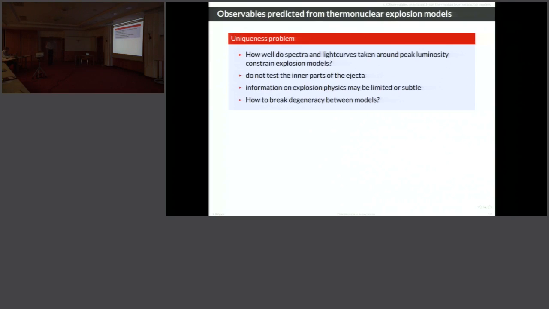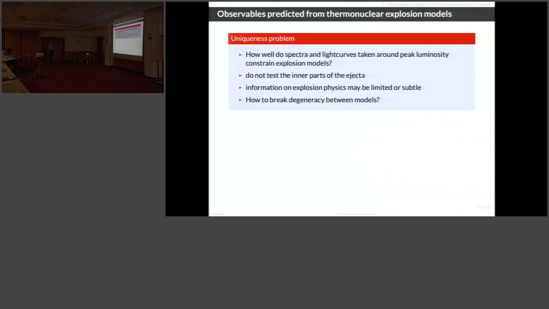Now, a warning here: there's a uniqueness problem. First of all, nature provides us with observables, and this is not something that we can choose. This is what we get delivered, and it is not clear that this, in all cases, really tells us much about the actual explosion process.